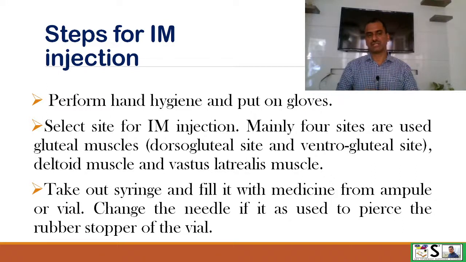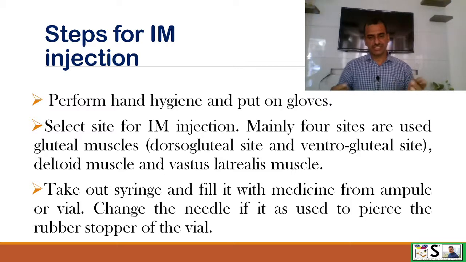Here first we are discussing the steps for IM injection. Mainly 4 sites are used. Gluteal muscles, where there are 2 sites, the dorsogluteal site and the ventrogluteal site. Then the deltoid muscle site and the vastus lateralis muscle.